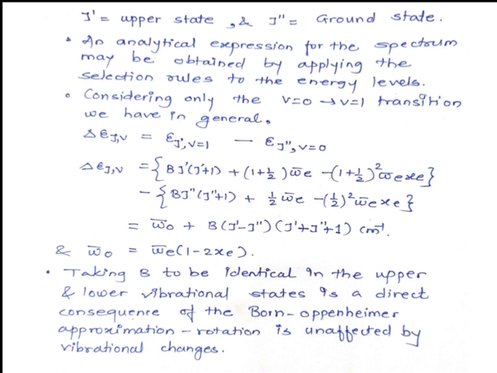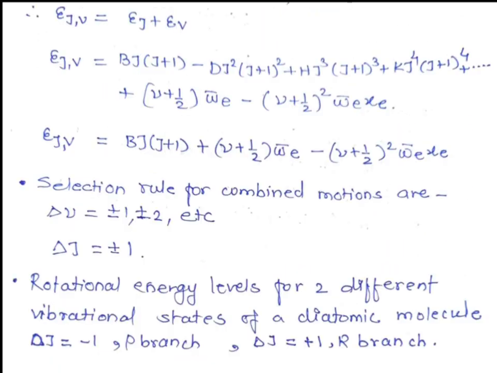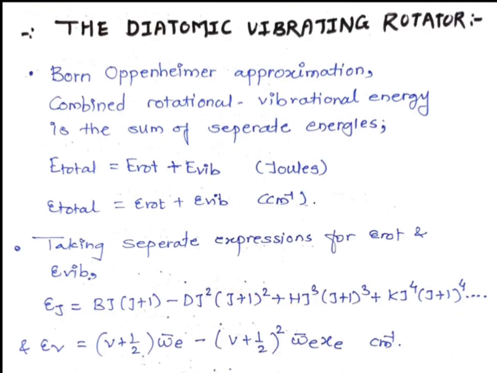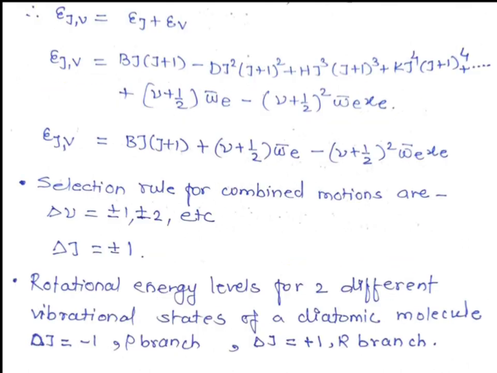So students, see what we have seen in today's lecture. We have taken a vibrating rotator. So it has two kinds of energies, vibrational as well as rotational. We have taken the energies in joules and per centimeter. Then we have written the equation of the energy for the rotational motion and the vibrational motion. Then we have added these two equations and got the energy of the combined motion. And the selection rule is written here: delta V is equal to plus minus 1, plus minus 2 and so on, and delta J is equal to plus minus 1.